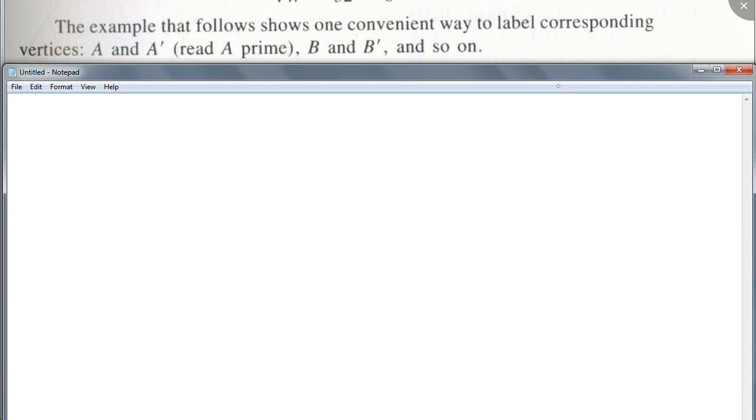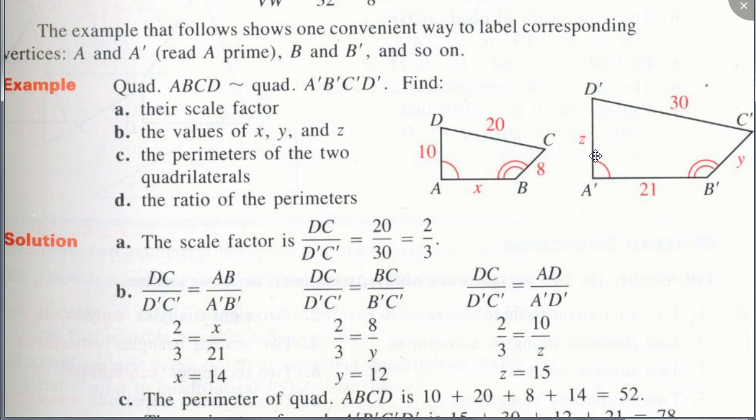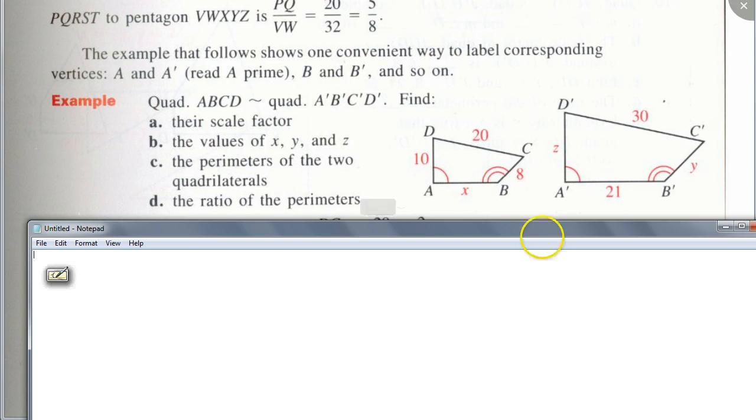Okay, somebody read this for us now. Let's move on to some examples. Yes, go ahead, Nicole. The example that follows shows one convenient way to label corresponding vertices A and A prime, and B and B prime, and so on.